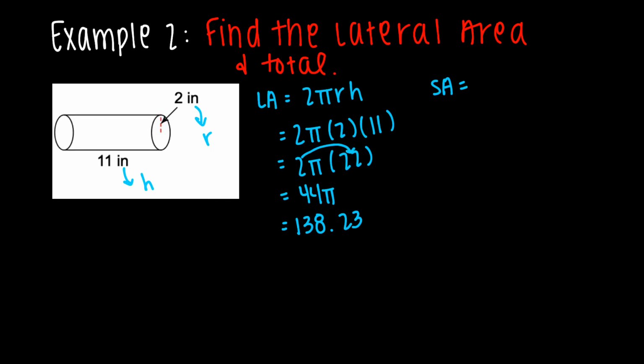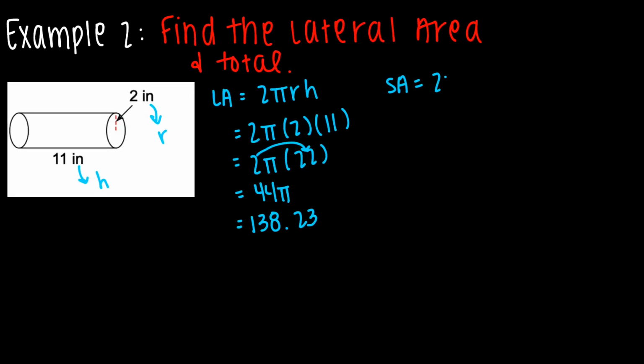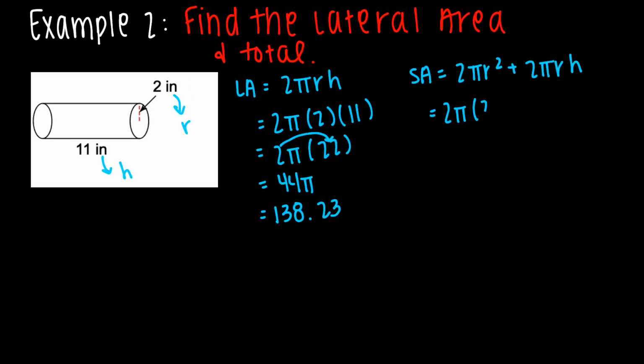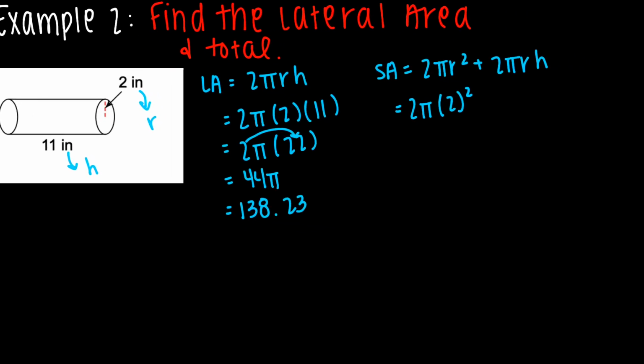So for my total surface area, remember that's 2 times the area of the base, 2 pi r squared, and we add in that lateral surface area, which is 2 pi r h. So 2 pi times my r is 2, so 2 squared, plus that lateral surface area. I'm not going to rework it because I already found it, and I'm going to plug it in as 44 pi. Now 2 squared gives me 4, so 2 pi times 4 plus 44 pi.